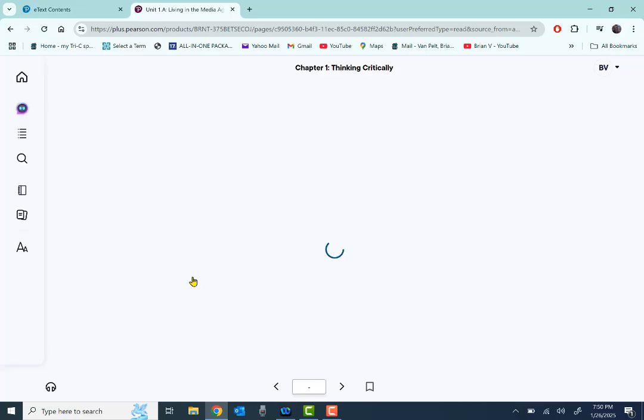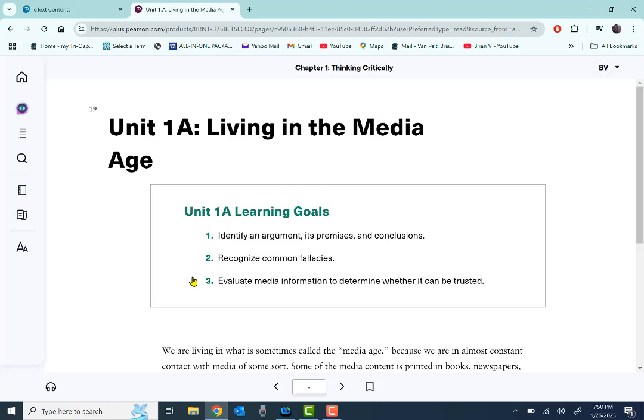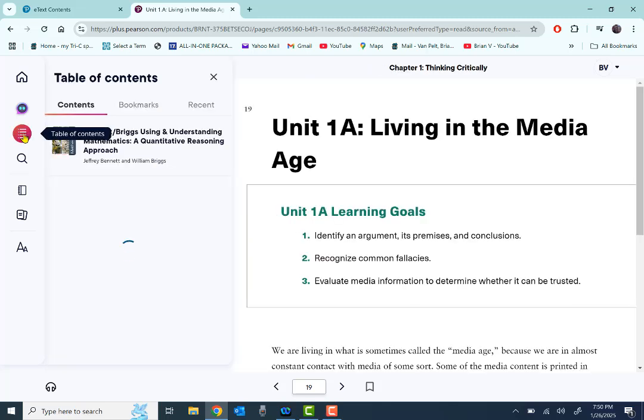And for the first section, you'll be doing the reading and the homework for that. There's really no mathematics in it per se. So I can give an overview of the thinking that is involved, which is what I'm going to do. So this first section is referred to as living in the media age. We want to identify an argument, its premises and conclusions, recognize common fallacies, and evaluate media information to determine whether it can be trusted.